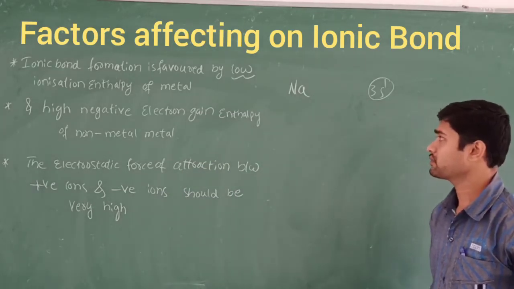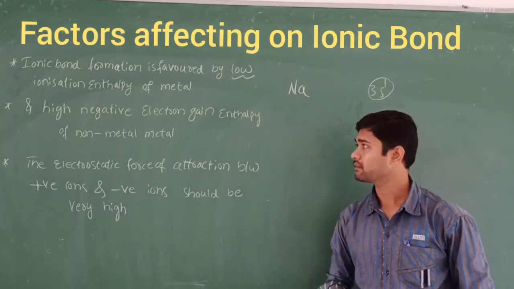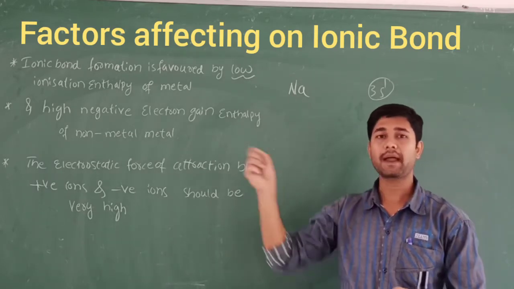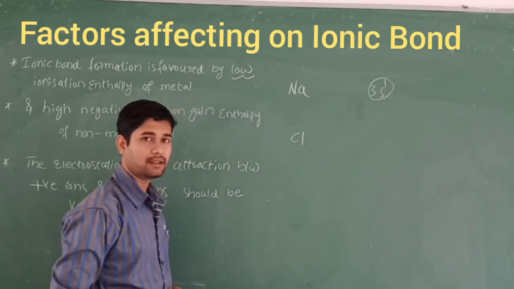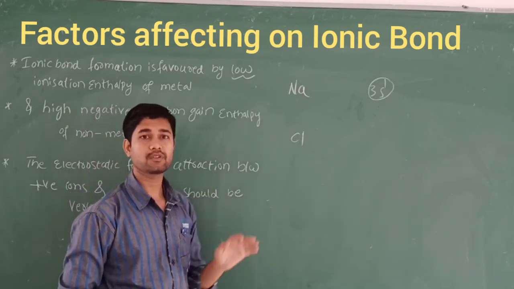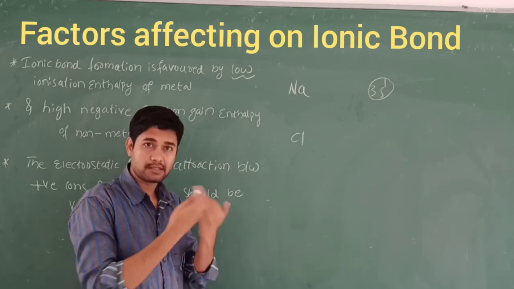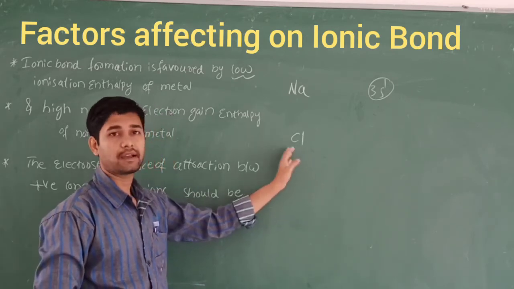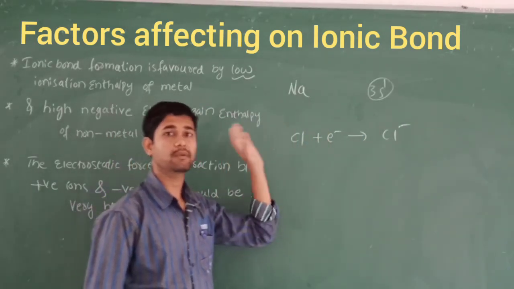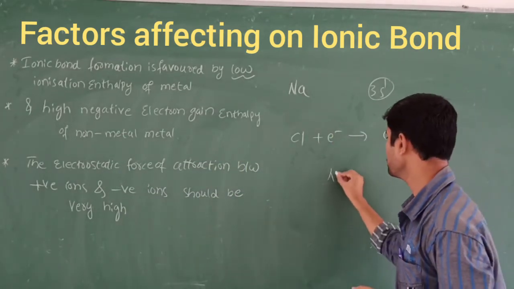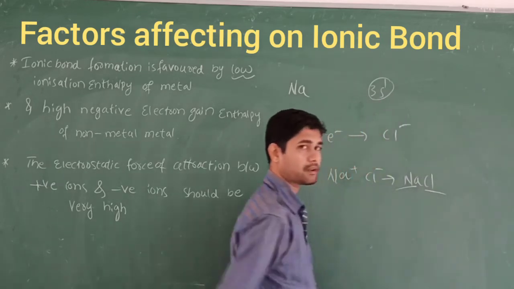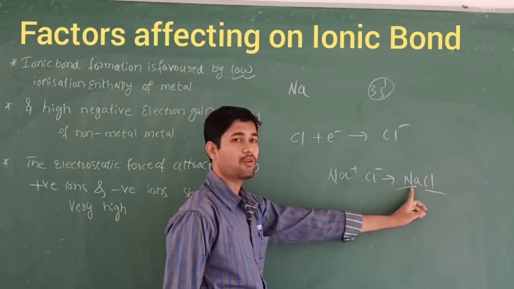Then the non-metal should have high negative electron gain enthalpy. High gain enthalpy means a large amount of energy is released when you add an electron. Now I am going to take Cl. It has high electron gain enthalpy because of the greater tendency to accept electrons. In order to accept electrons, it requires high electron gain enthalpy. If I add one electron, it becomes Cl minus, and a large amount of energy is released. Then Na+ and Cl minus are formed, and together they are called NaCl. So this is a metal and this is a non-metal. This requires high gain enthalpy, and that requires low ionization enthalpy.